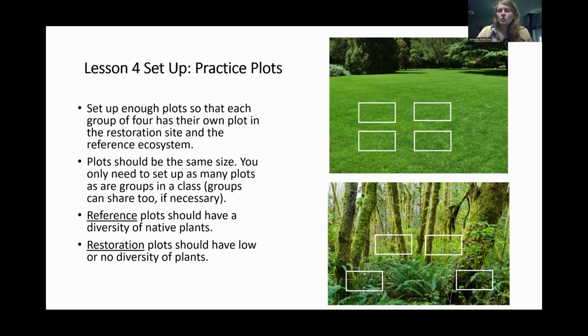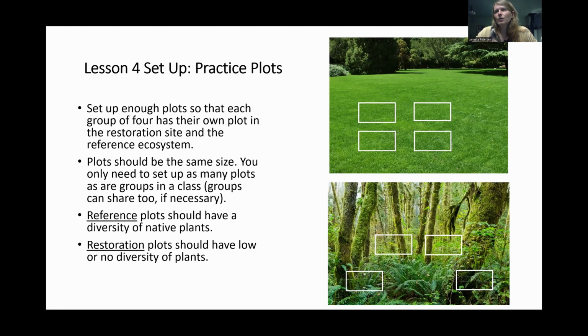And in this unit, your students, I didn't mention this at the beginning, but it's in the teacher guide, are going to be in groups of 4, and they're going to work in that group of 4 for the duration of the unit. Each group of 4 is going to have their own practice plot, both in the reference ecosystem and the restoration site. Now, if you have multiple classes, you don't need a plot for each group of 4. They can share plots across classes, right? So if you have 200 students, you don't need 50 plots. You just need however many plots there are for one class.